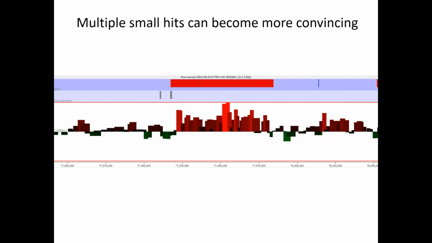So now, all of a sudden, my biology becomes a lot more convincing. So from a set of unaligned, not very convincing hits, suddenly I can now see that I get a set of hits which line up exactly with the gene body of this gene. And although individually they're not very big, the fact that they're connected and we can draw an inference between them makes them more biologically convincing.